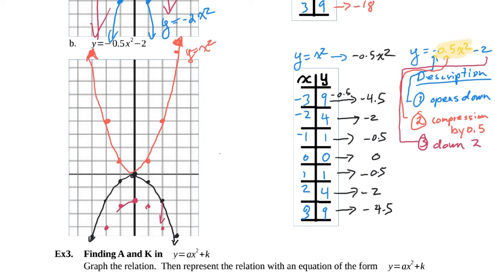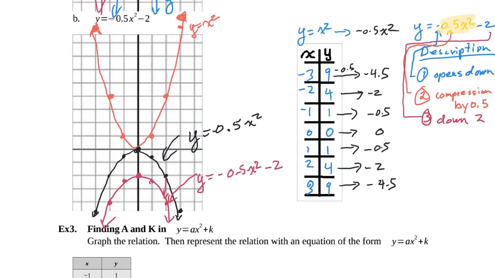And now we graph our final thing. And there is our final graph. y is equal to negative 0.5 x squared minus 2. And I guess this black one was y is equal to negative 0.5 x squared. All right, and we're done. Okay, we're almost done here.